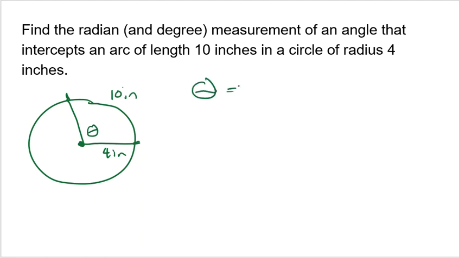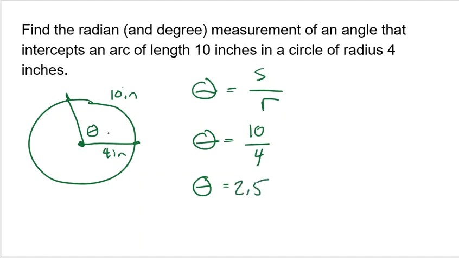And we know that theta equals the arc length divided by the radius. So I'm just going to fill in what I know. The arc length is 10, the radius is 4. Boom, the angle is 10/4. 10 divided by 4 is 2.5. So this angle is 2.5 radians. Please make sure you know that it's radians. Anytime you use this formula, you're in radians.